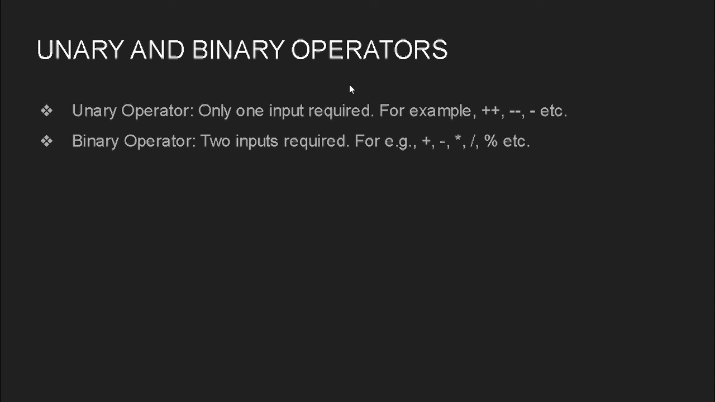But it is important to remember that unary operators require exactly one input, operate on it, and produce an output. And binary operators are those operators which require two inputs, or two operands, and they operate on those two inputs and produce the output. For example, plus, minus, multiplication, division. If I have to use the addition operator, I need two numbers because I can add only two numbers, right? Because of that, plus, minus, all these are binary operators because they require two inputs.